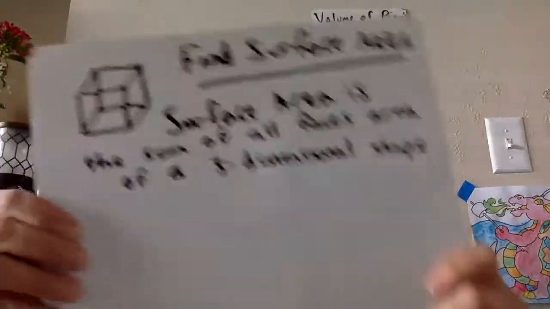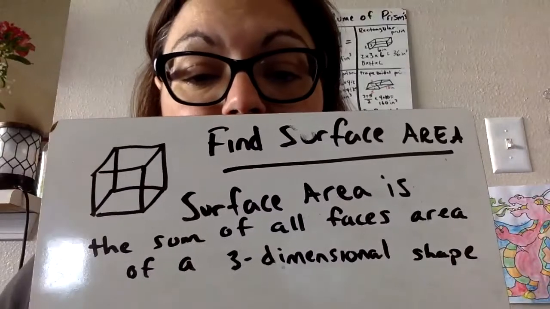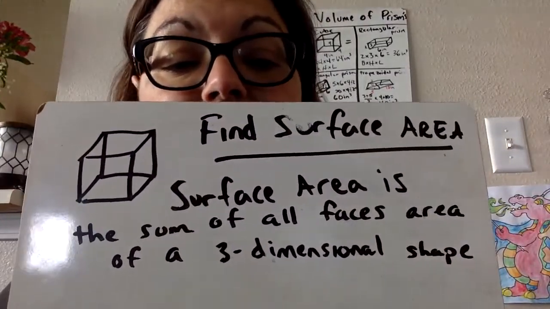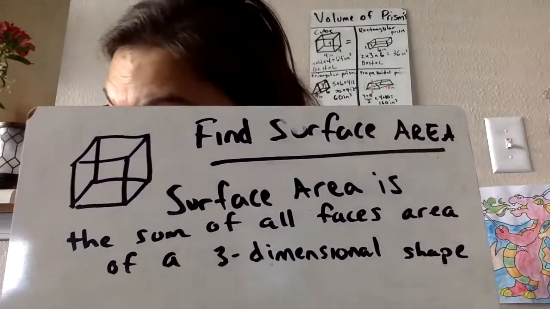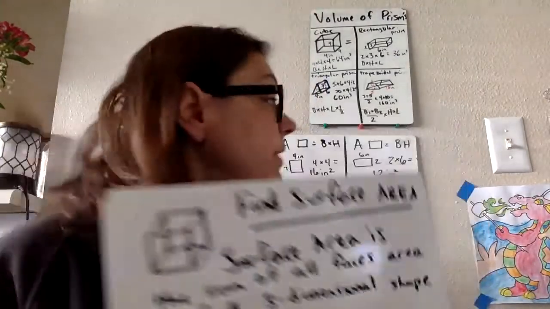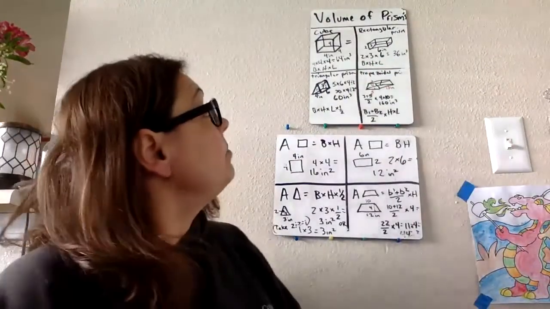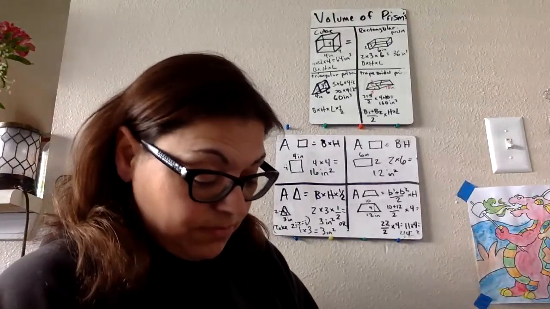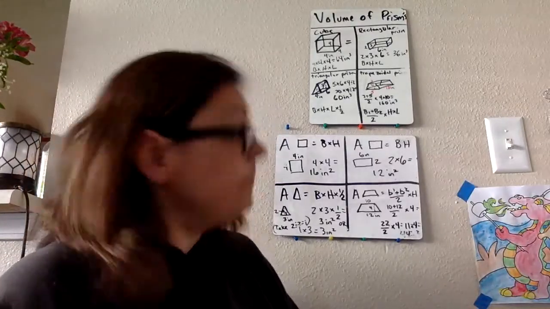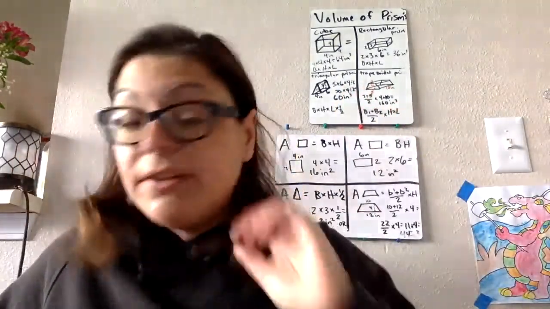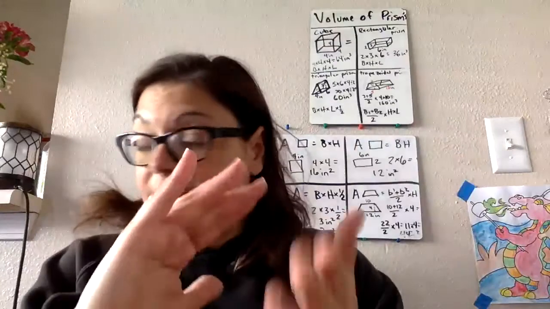So the definition is the surface area is the sum of all faces areas of a 3-dimensional shape. So it can be any shape, and it can be one of the shapes up here. It could be a rectangular prism. It could be a cube. It could be a triangular prism, or it could be a trapezoidal prism. Doesn't matter, just as long as it is a 3-dimensional shape. Okay, for my example, I have a rectangular prism.